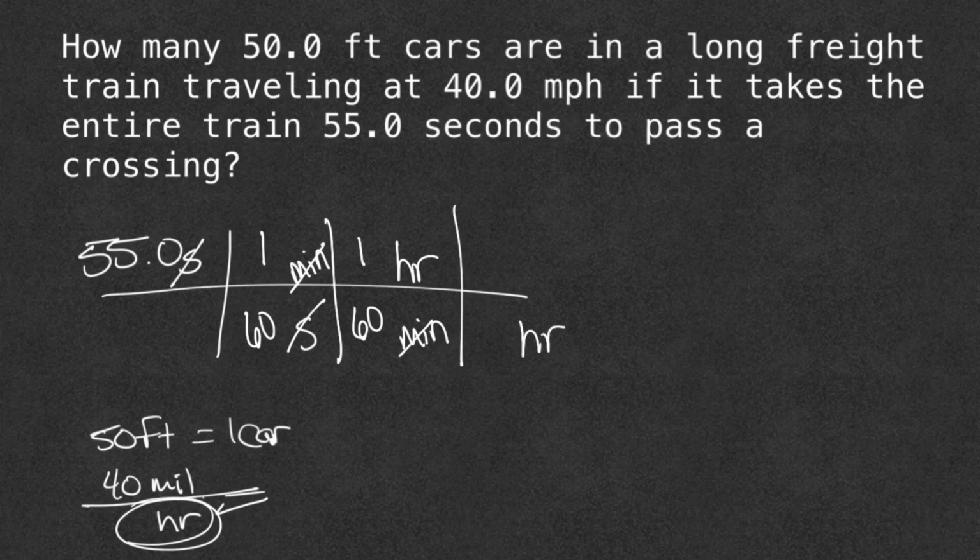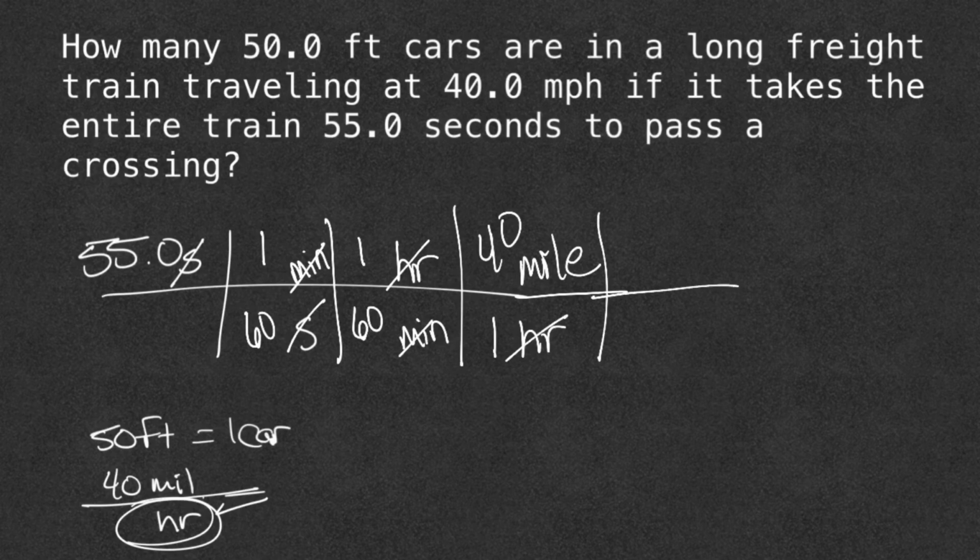If I bring hour on bottom, I could flip this conversion factor and put mile on top. So 40 miles per 1 hour. Hours cancel out. I get it in miles. I've used this. My next conversion factor, 50 feet equals 1 car. Okay, well, I'm at miles. I need feet. Those are both distance units.